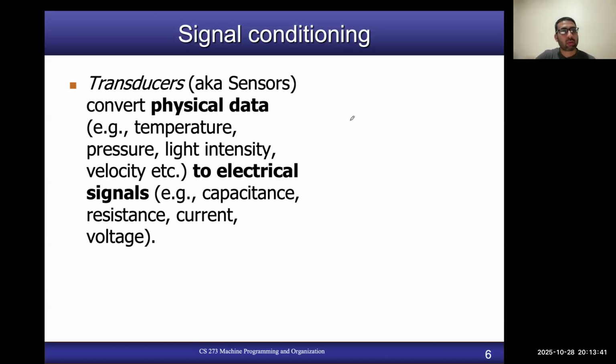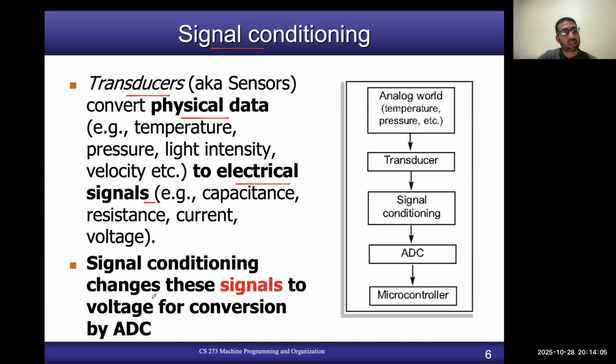Okay, signal conditioning. What is signal conditioning? Before answering that, let's first talk about transducers. Transducers are sensors. These are the devices which convert your physical data, for example, temperature, pressure, light intensity, velocity, etc., to electrical signals, right? For example, capacitance, resistance, current, or voltage. So signal conditioning is the step that changes these signals to voltage for conversion.